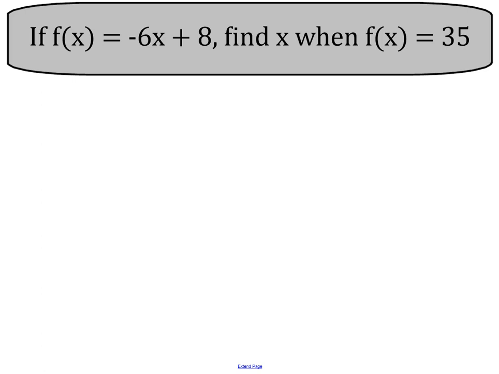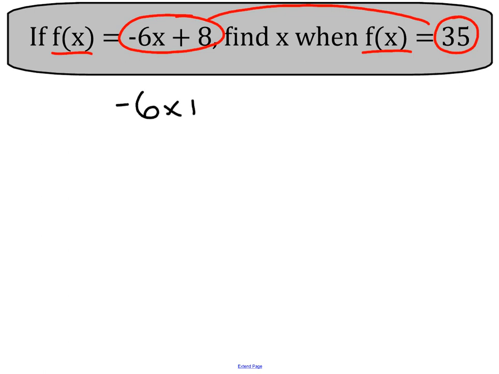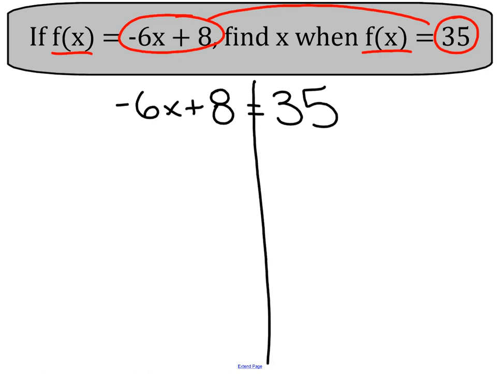It says if f of x equals negative 6x plus 8, find x when f of x equals 35. The thing I want you to notice here is this whole thing right here is equal to f of x. 35 is also equal to f of x. Because they are both equal to f of x, these two things have to be equal to each other. So I can actually write it like that. I say negative 6x plus 8 has to be equal to 35. Now, once I have that, I just solve the problem out like a normal problem. So my first step is going to be to subtract 8 on both sides.